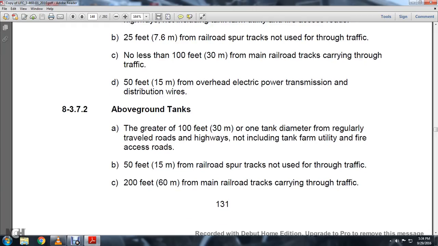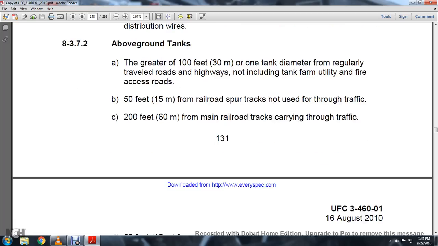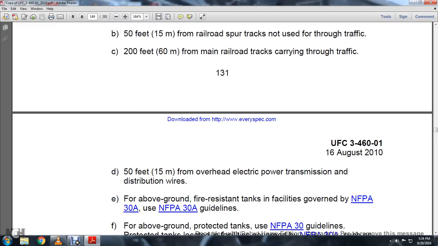8.3.7.2 Aboveground tanks: the greater of 100 feet or one tank diameter from regular travel roads and highways, not including the tank farm utility and fire access roads; 50 feet from railroad spur tracks that are not used for through traffic; 200 feet from main railroad tracks carrying through traffic; and 50 feet from overhead electrical power transmission and distribution lines. For aboveground fire resistant tanks in facilities governed by NFPA 30 and NFPA 30A guidelines.